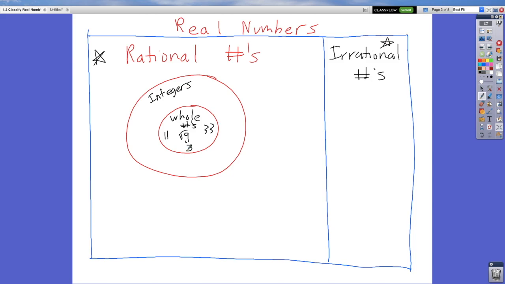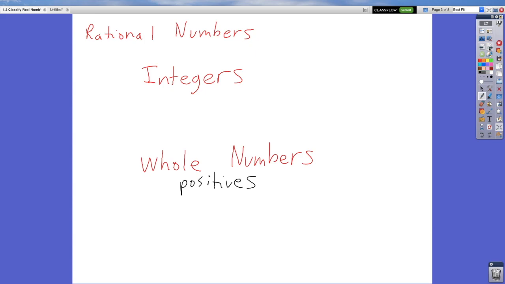Now, if you haven't written down integers yet, or you want to on the next page like I have, integers. So now integers are all of the numbers on the number line. Okay? So these are both positives and negatives. Okay? So these are our positives and negatives.